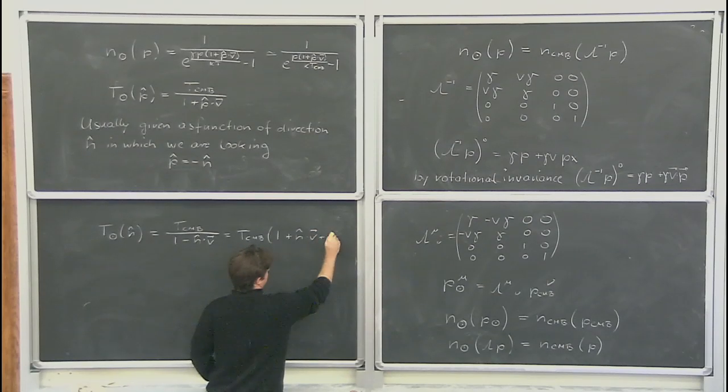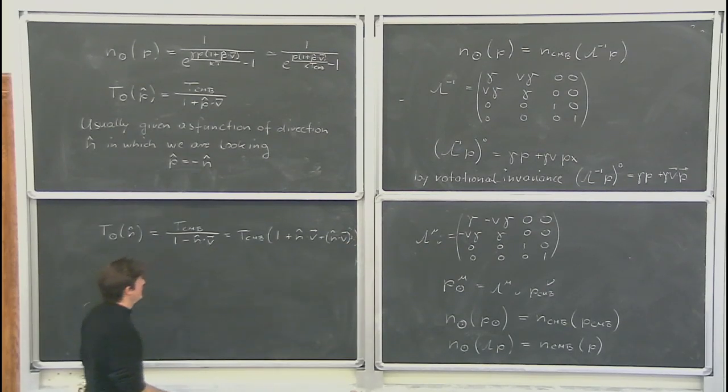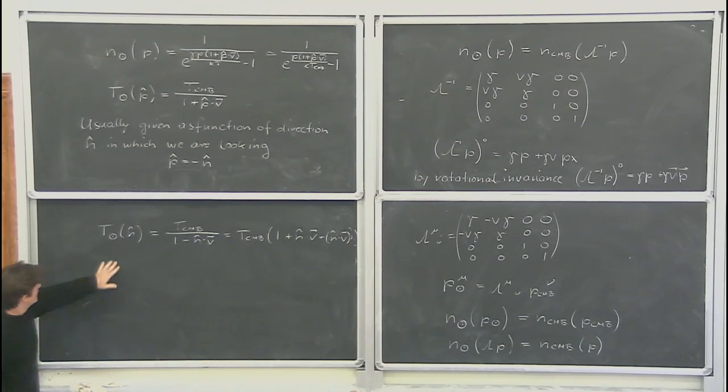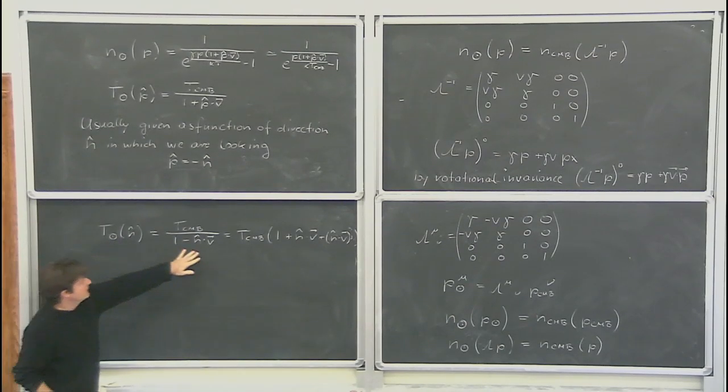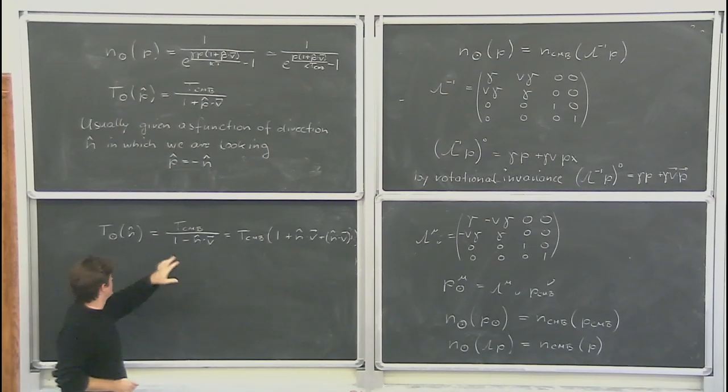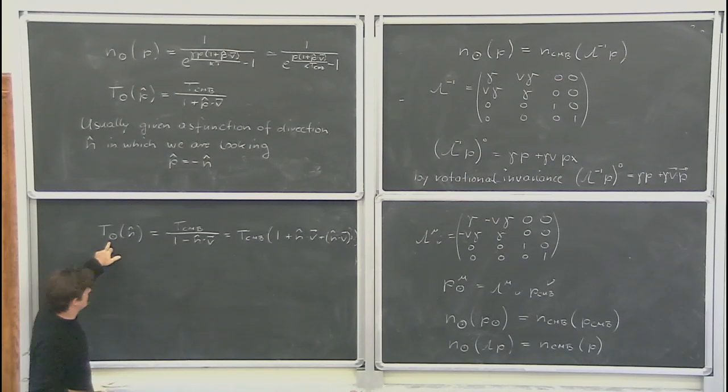And again, we can expand that out for small velocities as T CMB times 1 plus n hat dot v. It's a geometric series, so it's just n hat dot v squared plus dot dot dot. And so you see that this looks like a dipole. The temperature is slightly higher in the direction you're moving and slightly cooler in the direction you're moving away from. This is what we would literally see if we at every point in the sky measure the spectrum and try to measure what the temperature is at that point.